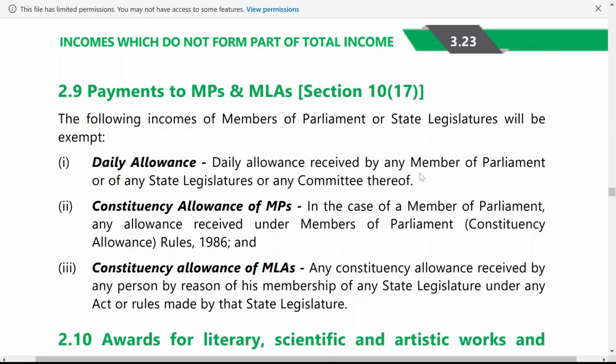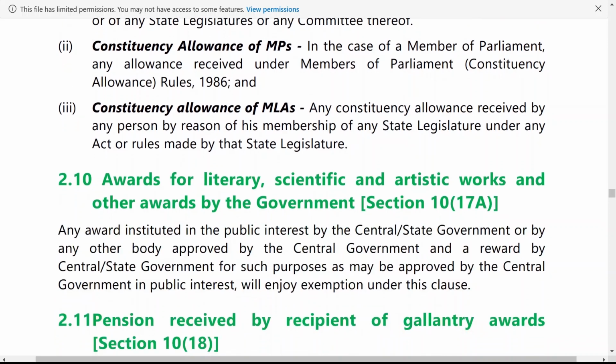Constituency allowance of MP: in case of a member of parliament, any allowance received under the Member of Parliament Constituency Allowance Rules 1986 is also exempt. Constituency allowance to MLAs: any constituency allowance received by any person by reason of his membership of any state legislature, under any act or rules made by that state legislature, is also exempt from tax. Very simple.